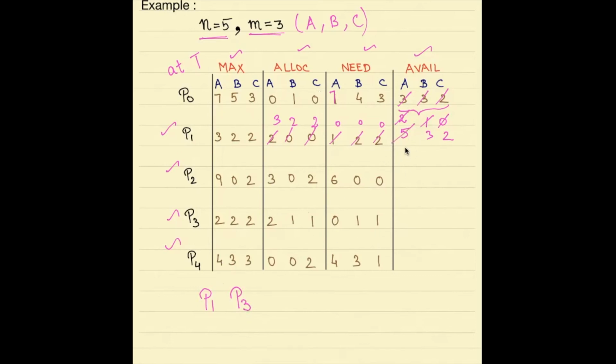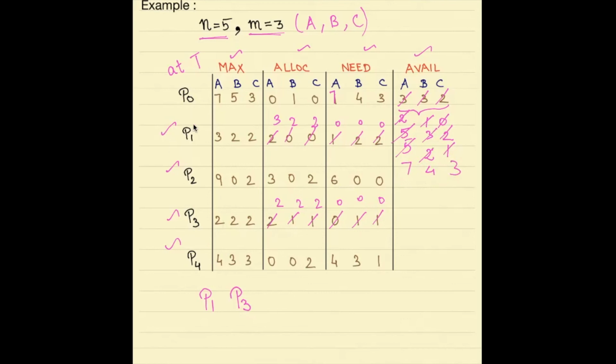Complete it now. So 5 minus 0 will be 5. 3 minus 1 is 2. And then 2 minus 1 will be 1. So my available will become like this. And my need will be 0, 0, 0, and my allocation will be 2, 2, 2. Now my allocation and maximum match. Then I can continue with P3 to complete its task, and then finally it will release the resources allocated to it, that is 2, 2, 2, right? So it becomes 7, 4, 3.